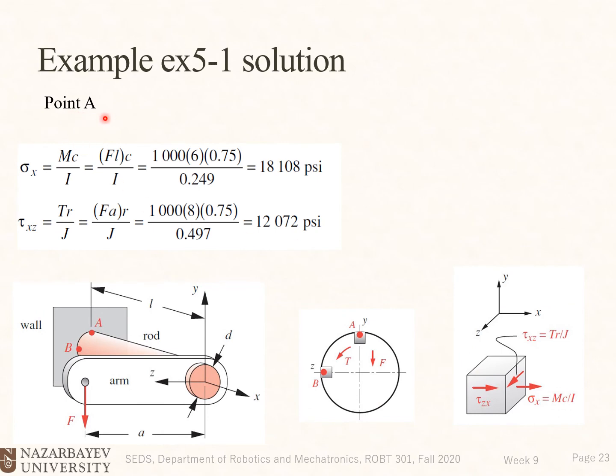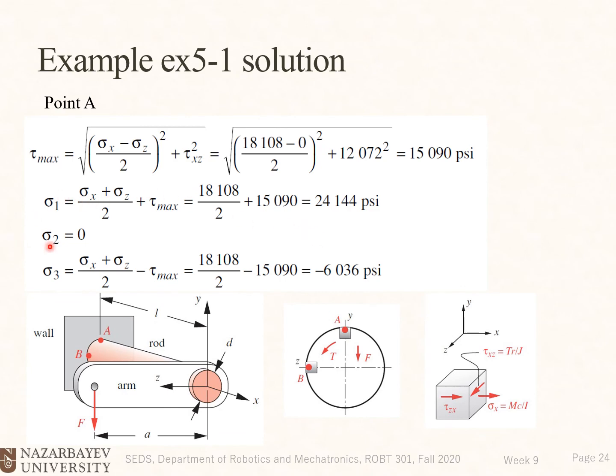First, for point A, we need to calculate sigma x. Again, this is a stress element for point A. We have sigma x equal to MC over I, and it is equal to 18,108 psi, and tau xz, which is equal to TR divided by J, is equal to 12,072 psi. Okay, so once we have the applied stresses, then based on the Mohr circle, we can find the principal normal stresses and the maximum shear stress.